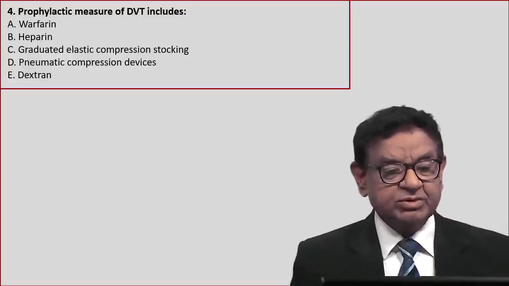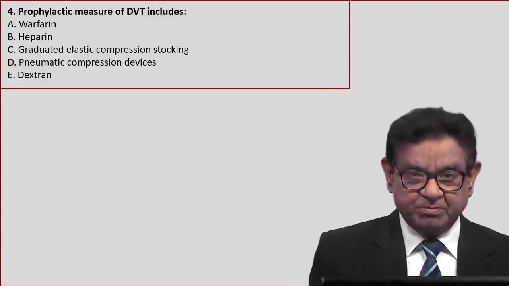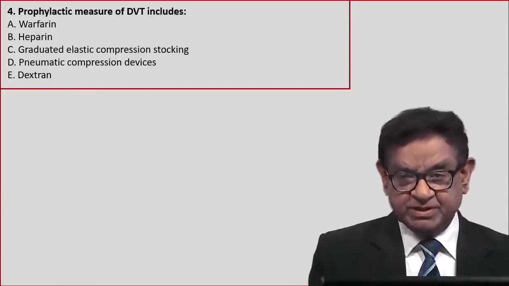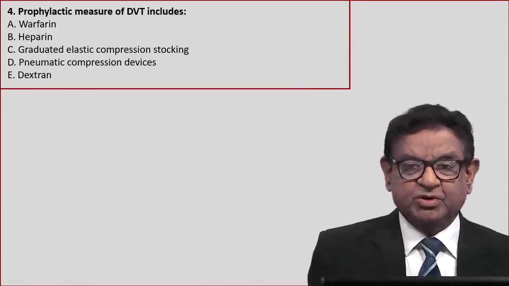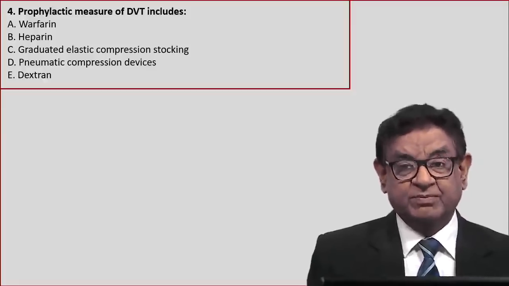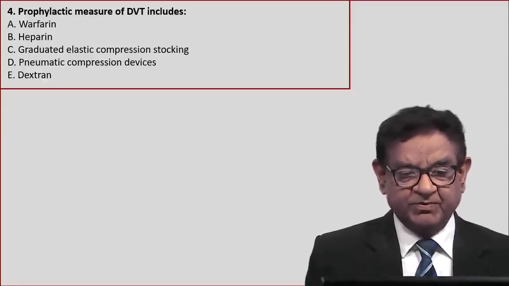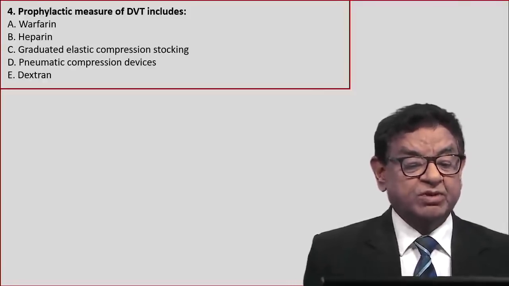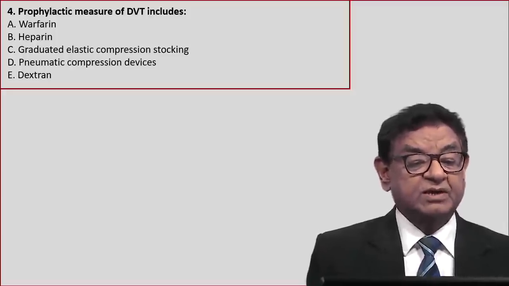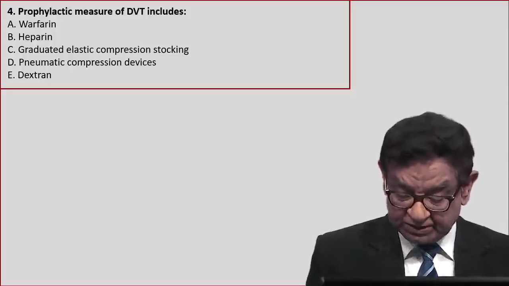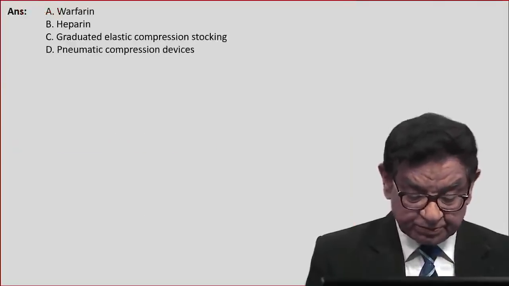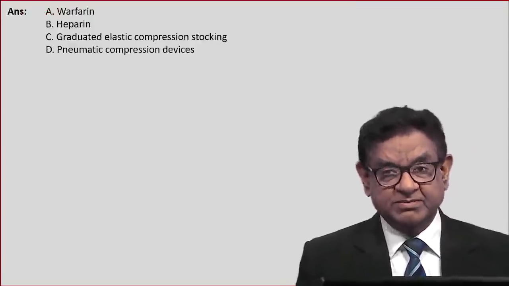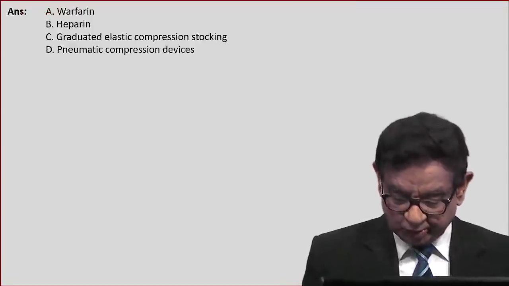Now the second question, number 4, is again related to pulmonary embolism and the prophylactic measures of deep vein thrombosis. Why? Because we know 70% of pulmonary embolism comes from deep vein thrombus and 30% from the pelvic veins. The prophylactic measures include warfarin, heparin, compressive stockings, pneumatic devices or dextran. So the answer is they include everything except dextran. All the answers mentioned here are prophylactic measures.